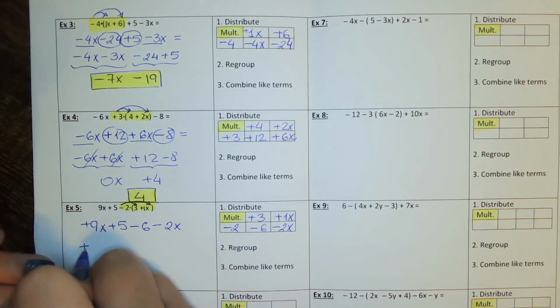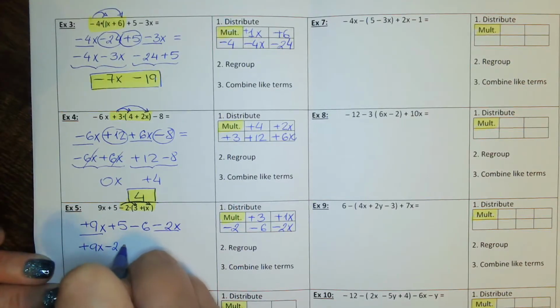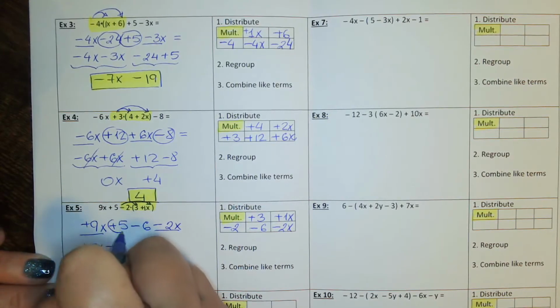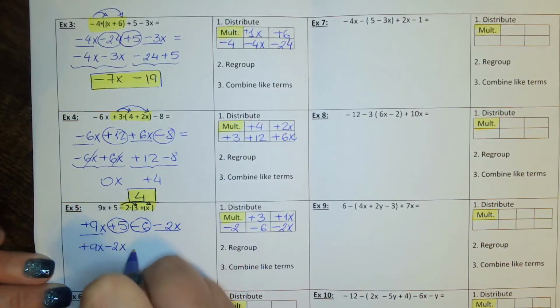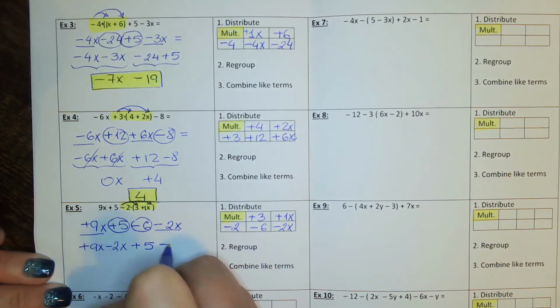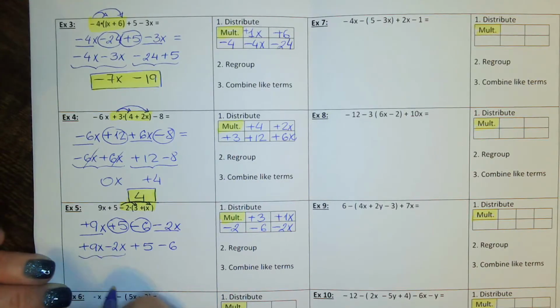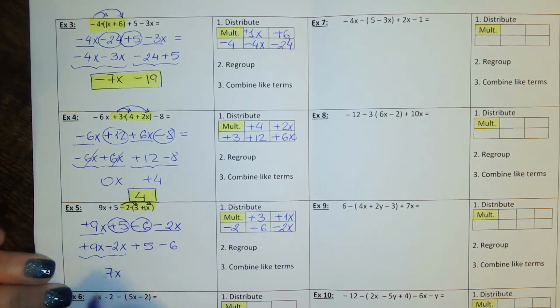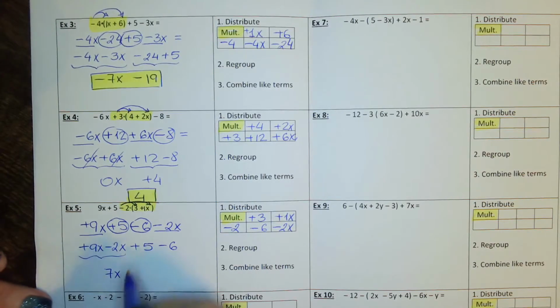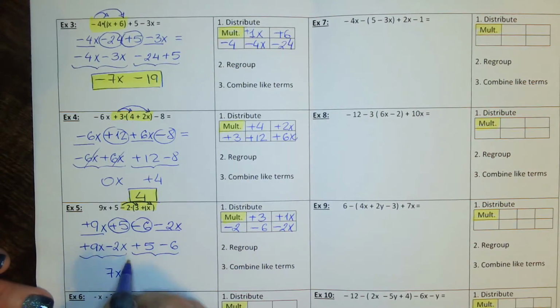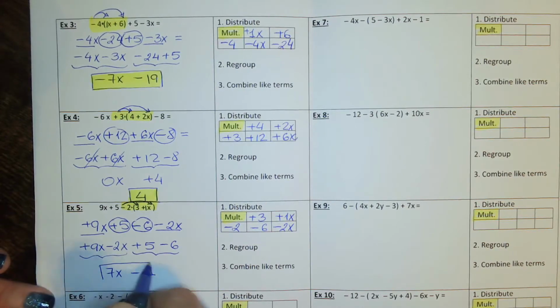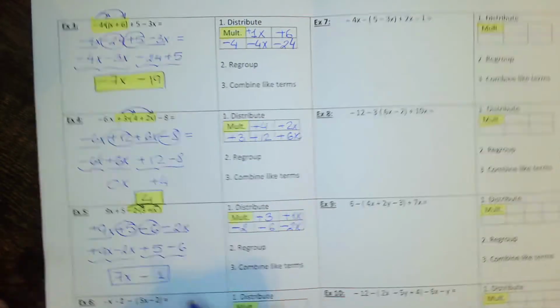Regroup. X terms, positive 9x and negative 2x. Constants, positive 5 and negative 6. For the x terms, we have 7x, different sign subtract. For the constant, we have negative 1, different sign subtract, and keep the sign of the bigger number.